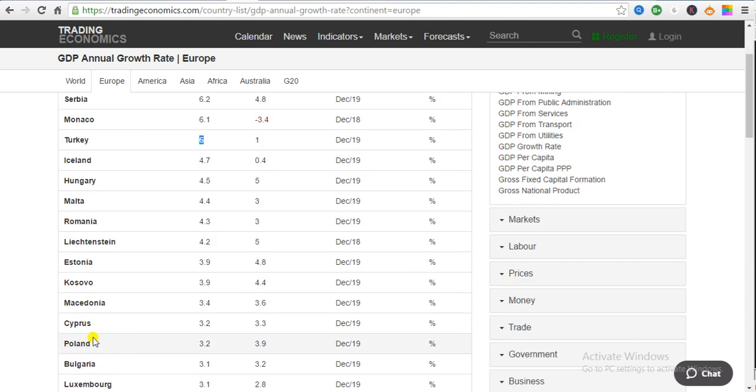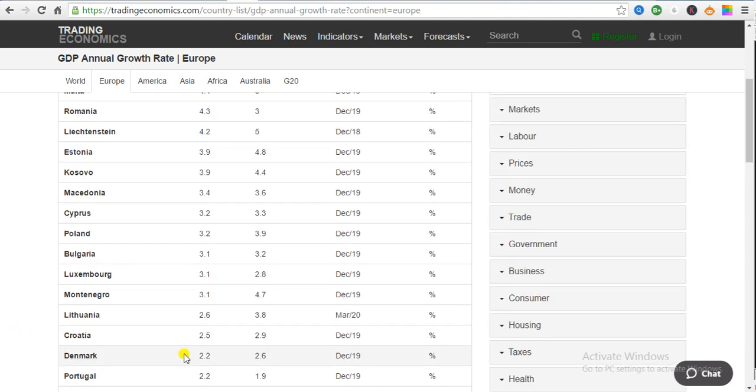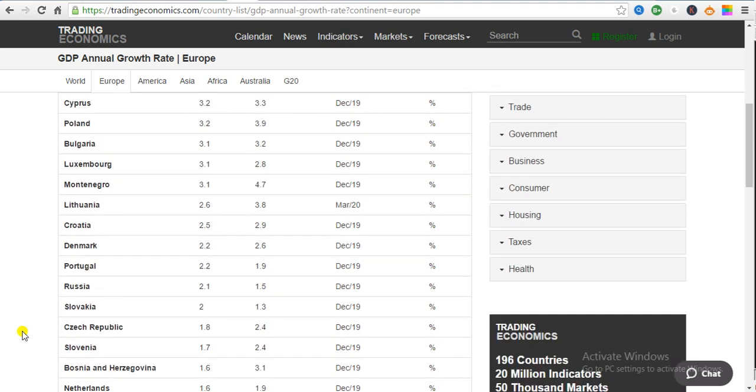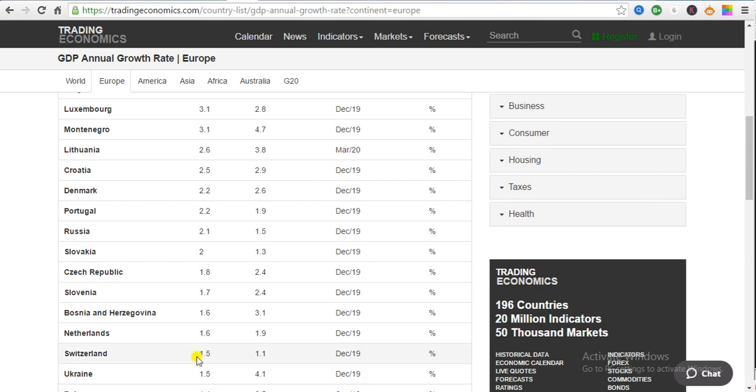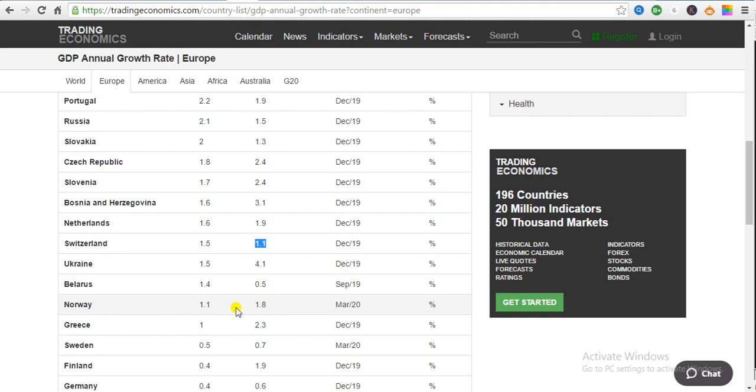So Poland, a big-ish country, 3.2% GDP last year, almost 4%, pretty high, pretty good. Lithuania, Denmark, pretty okay, 2.2%, 2.6 previously. Still haven't seen Germany or UK or France. Switzerland, there we go. Netherlands, 1.6. Switzerland, 1.5. Previously, 1% growth in the whole year. That's pretty small. And Ukraine, Belarus, Norway, 1%. Previously, 1.8%. Greece, 1%. Sweden, 0.5.